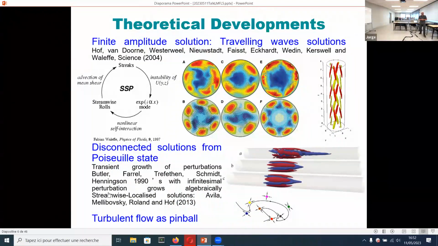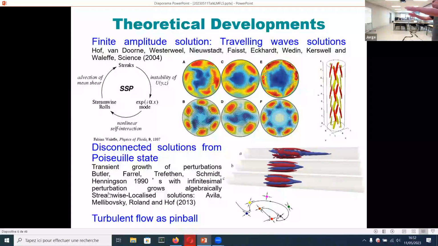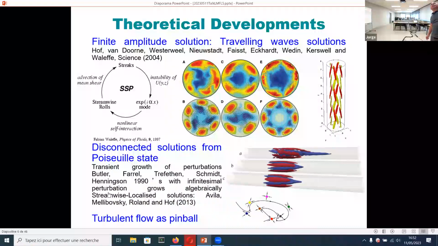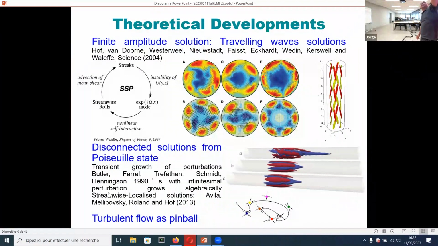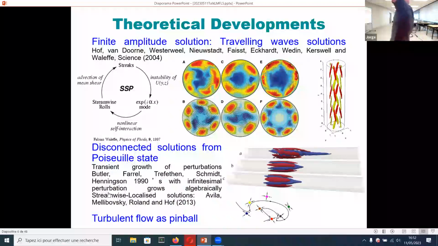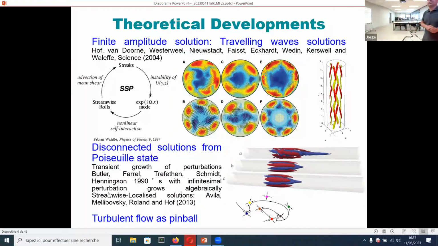But based on the self-sustained process described by Fabian Waleffe, where if you have streaks along the wall, this will become unstable, and then some rolls will appear, and this will self-sustain. And based on these ideas, mathematicians like Rich Kerswell and Bruno Eckhardt came up with periodic solutions of the Navier-Stokes equations. These are solutions that are periodic all along the pipe.